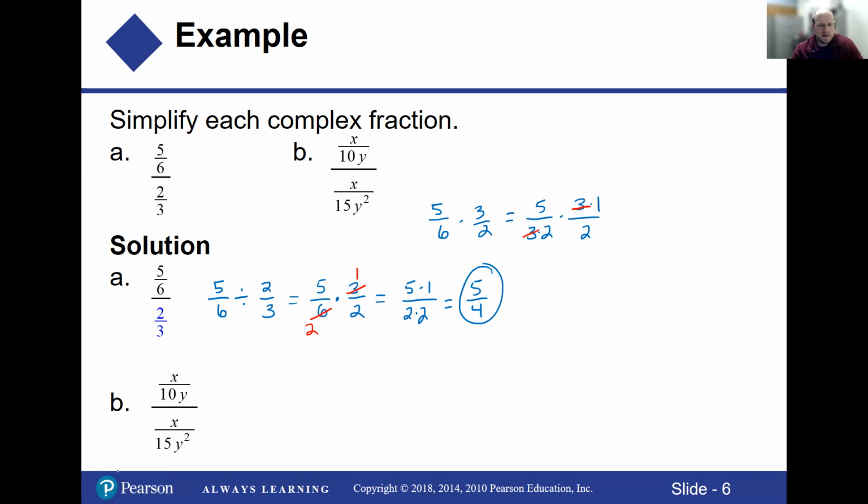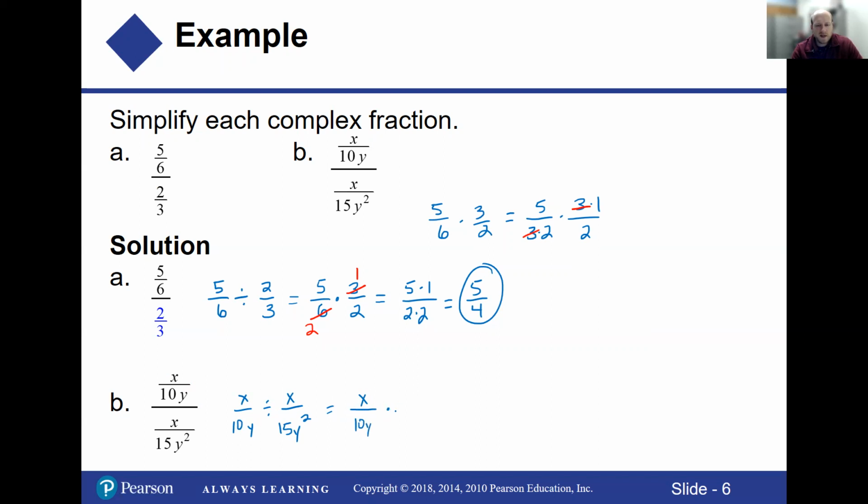So now we're going to put in some variables here into these rational expressions. So let's rewrite this. We have x over 10y divided by x over 15y squared. So again, all I'm doing there is rewriting these. I just like this form a little bit better. Okay. And then I'm going to do that whole keep it, change it, flip it thing.